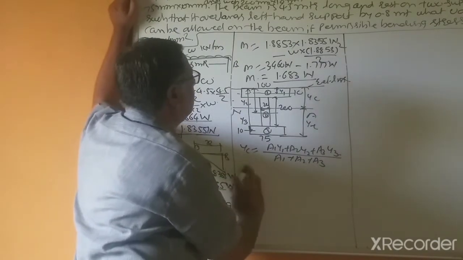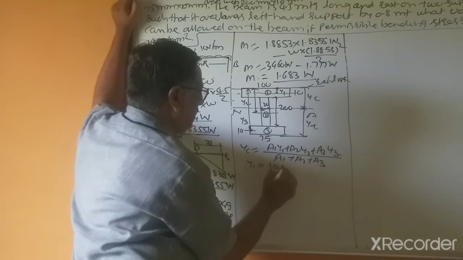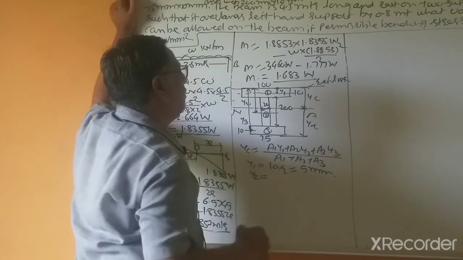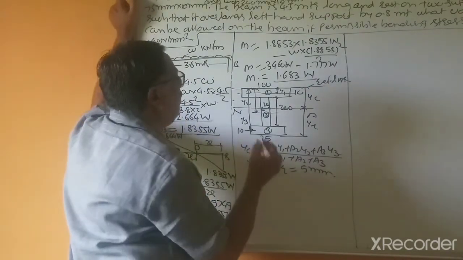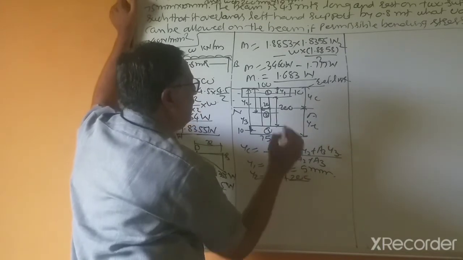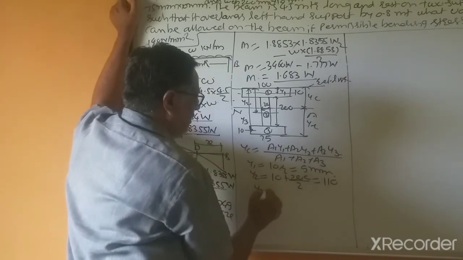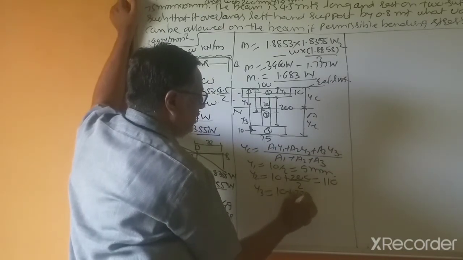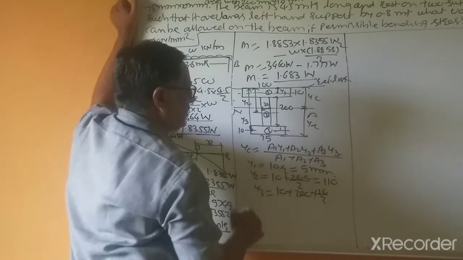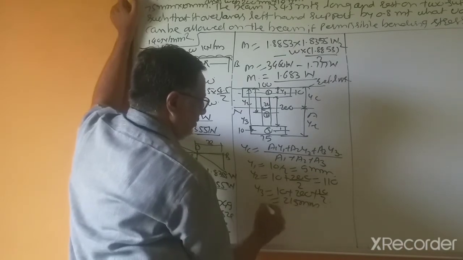So here I will write y1 equal to 10 divided by 2, 5 mm. y2 equal to, because you may be confused, y2 equal to 10 plus this 200 divided by 2. So this is 110. y3 equal to 10 plus 200 plus 10 divided by 2, half of its distance. So this is 215 mm.